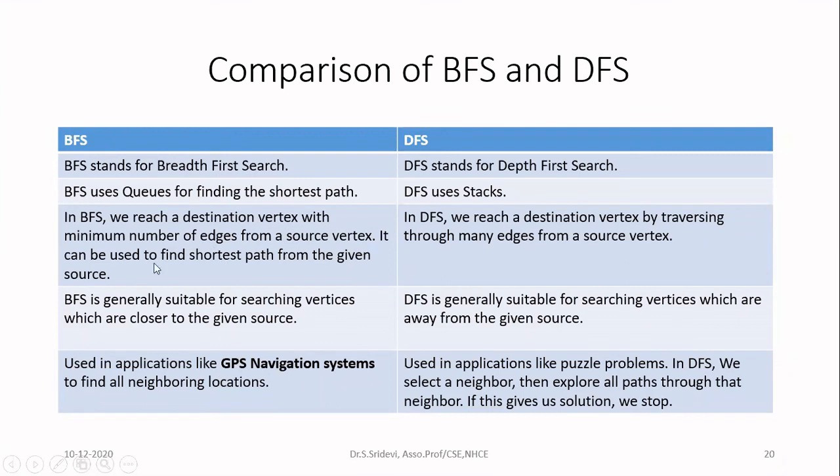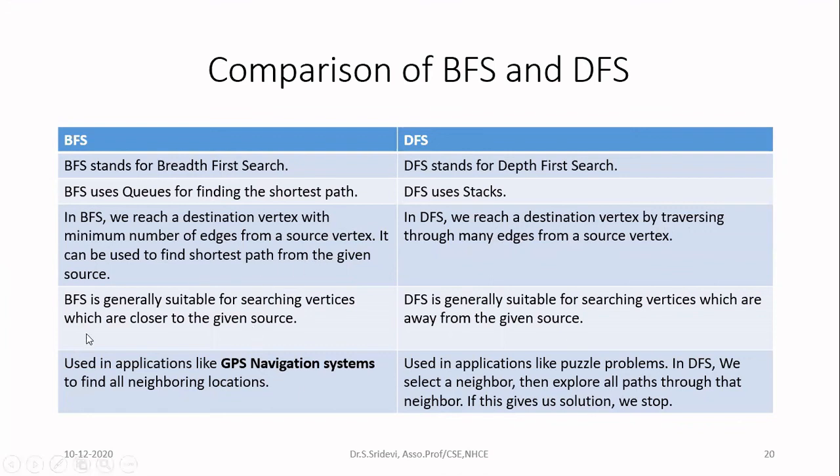And you can use this algorithm to find the shortest path from a given source node to all the remaining nodes. If it is reachable, you will find it with minimum number of edges. Whereas in case of DFS, you are starting with a node, you are not exploring the neighbors of the node completely. You are going deeper one by one. So you will never get shortest path if you go for DFS. So if you use DFS, we can reach a destination vertex by traversing through many edges from the source node. There may be some other shortest path available, but you will traverse through many other edges.